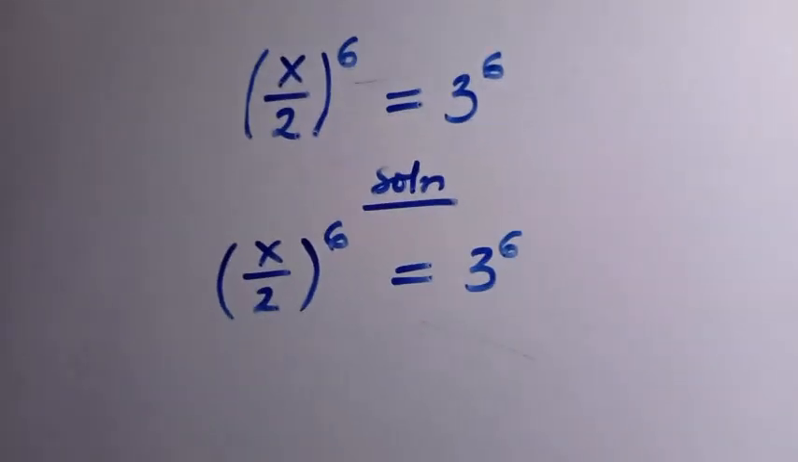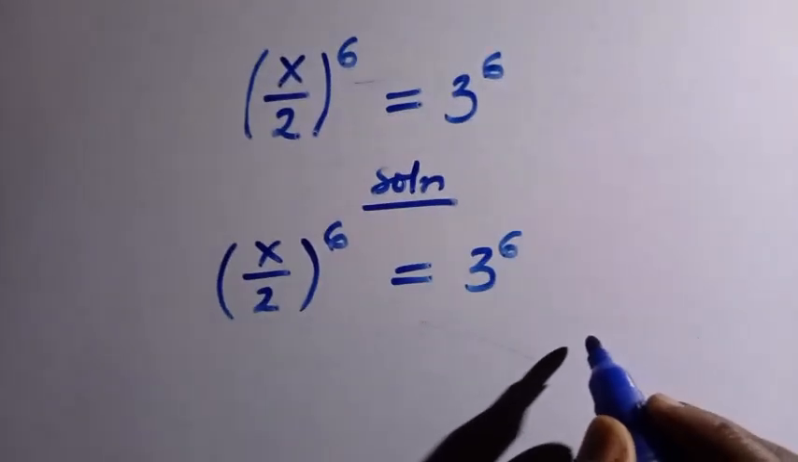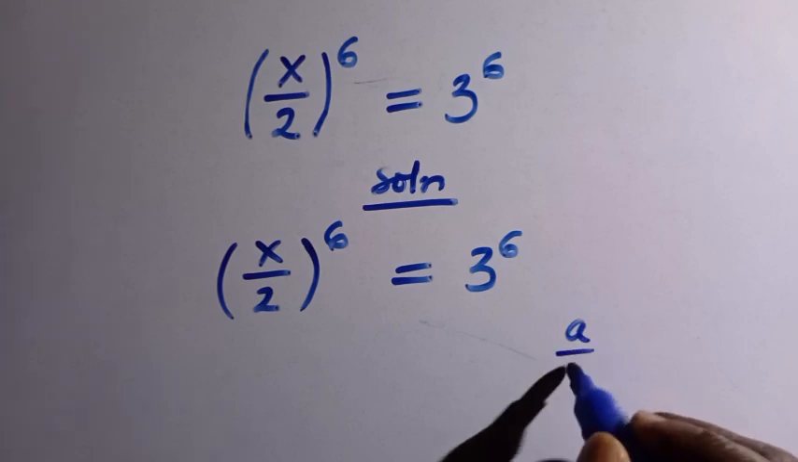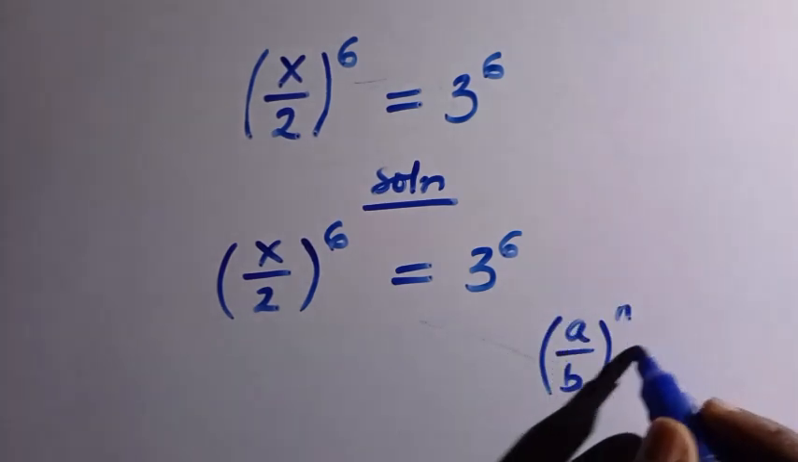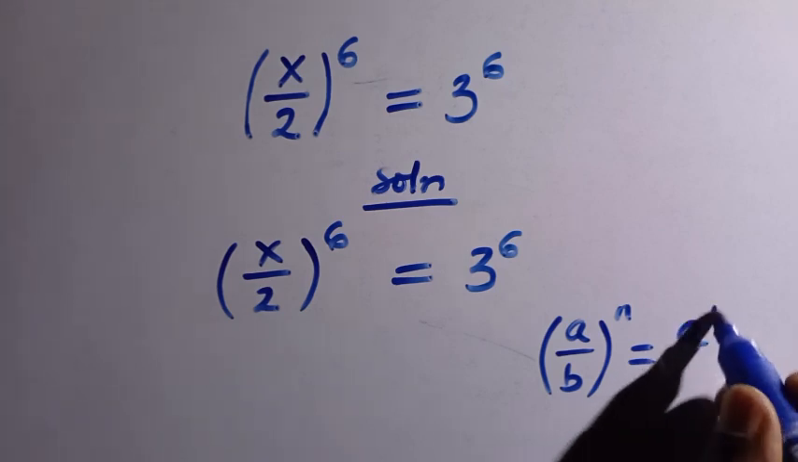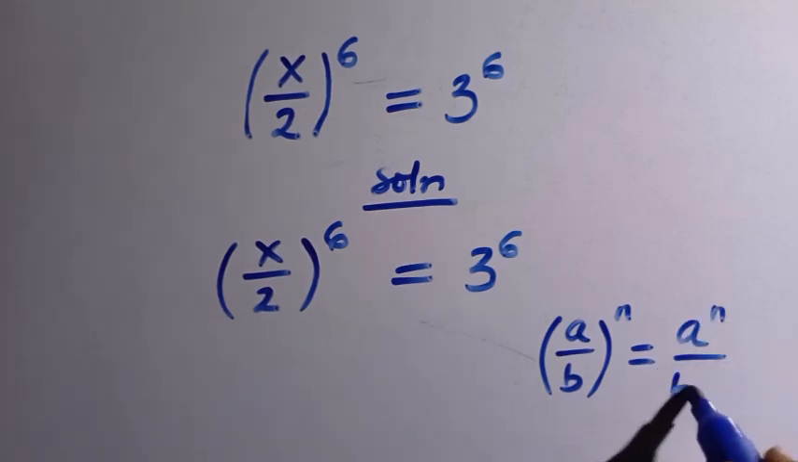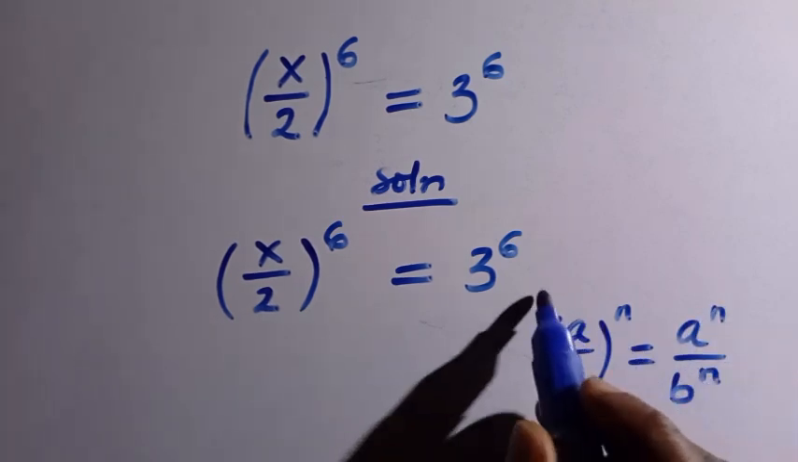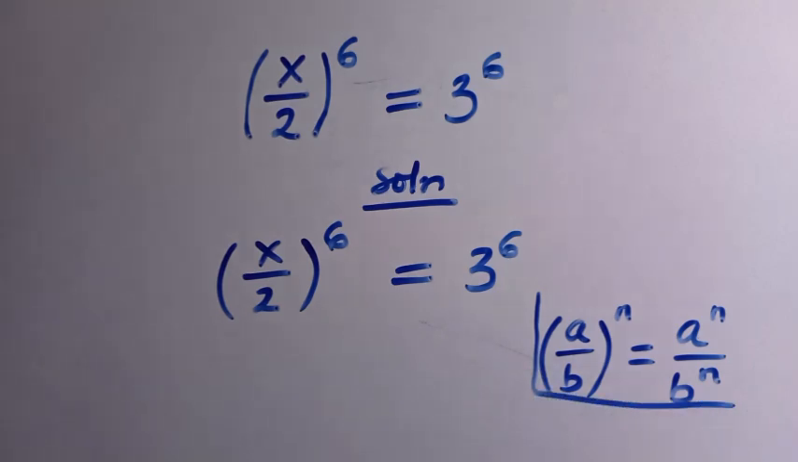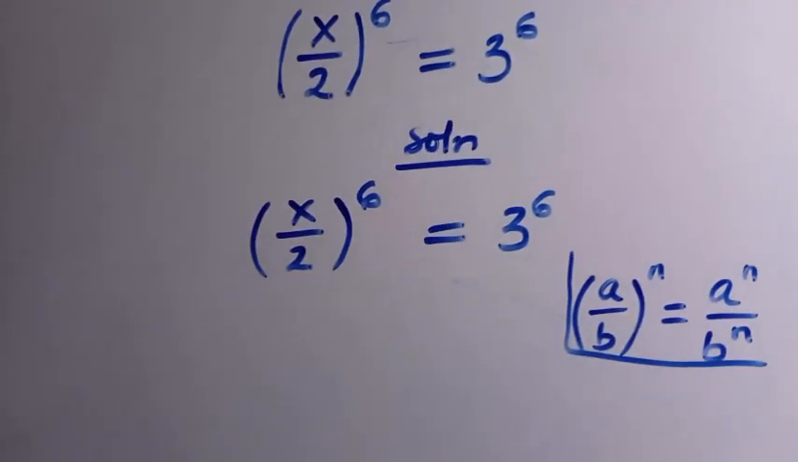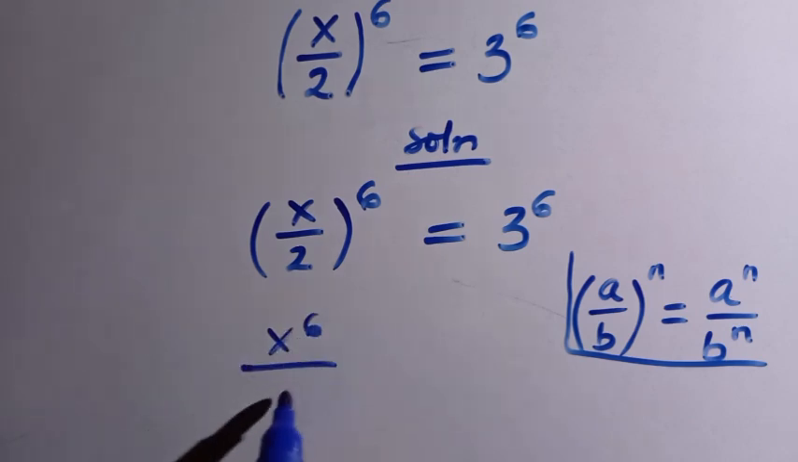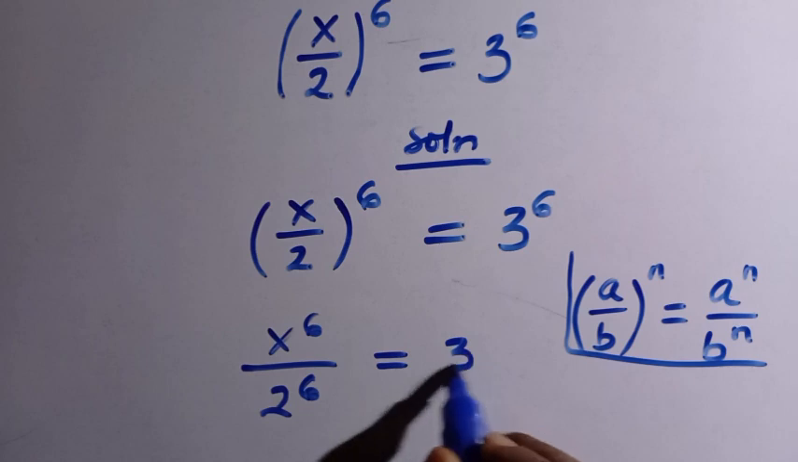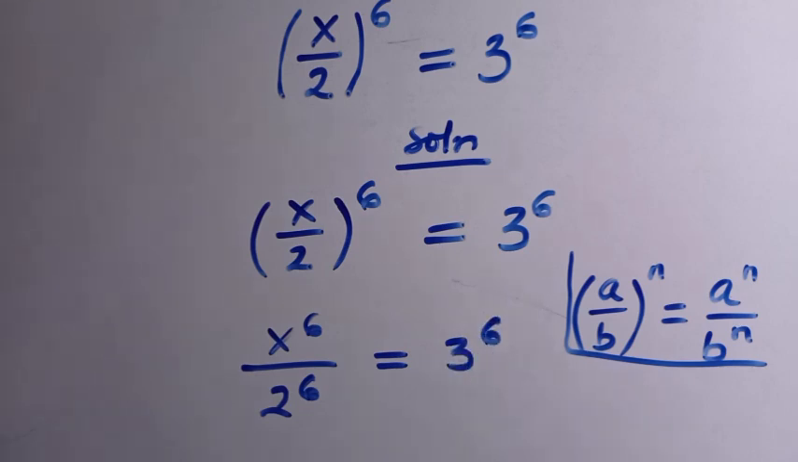So from here, it follows that when we have (a/b) raised to the power of n, this equals a^n divided by b^n. So we apply it to this. We have this becomes x^6 divided by 2^6 equals 3^6.